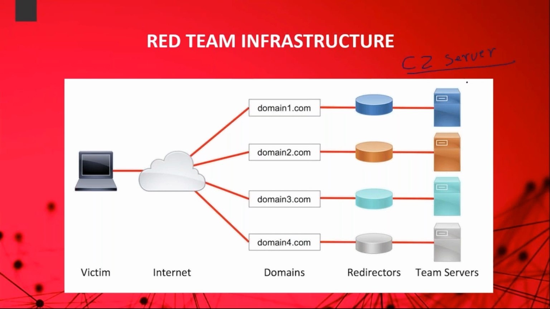What is C2? It stands for command and control. Command and control servers are used by everyone, but mostly by attackers to maintain communication, to send commands to the systems in your target network that are compromised by your malware, right? So here we have something with the name Cobalt Strike, right? So we are using these servers.